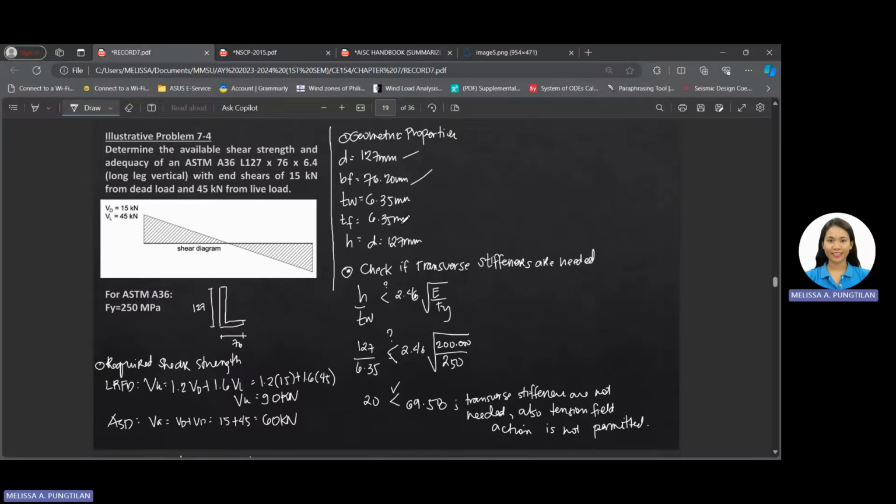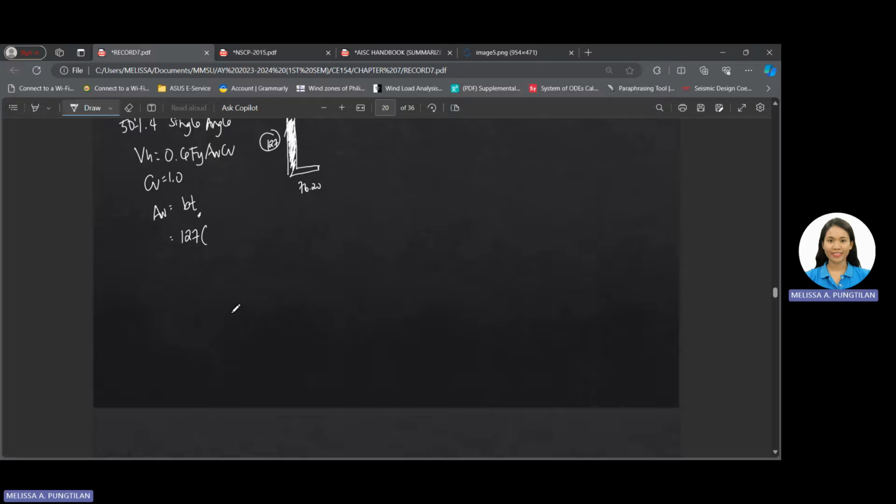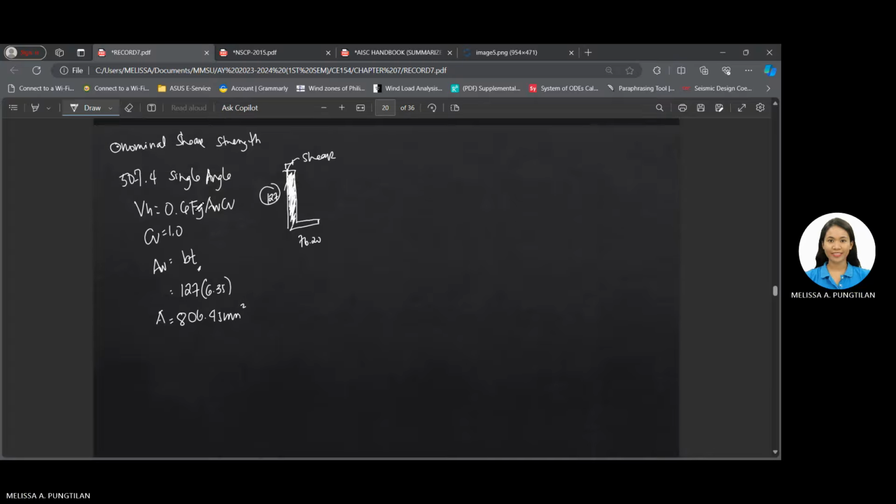Yes, the thickness is 6.35. Therefore, the area of the web is equal to 806.45 square millimeter. Okay, so we are okay with that.